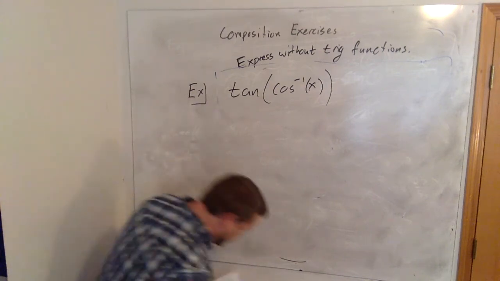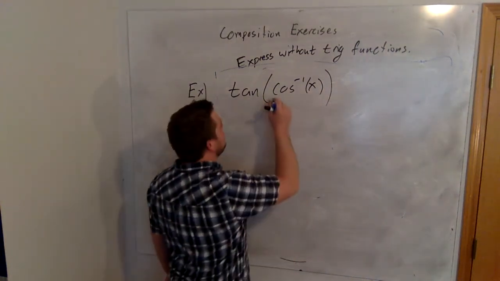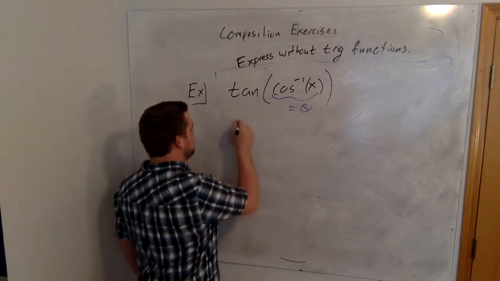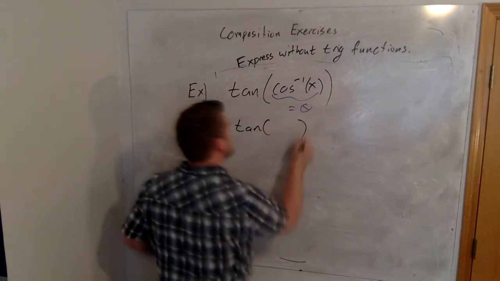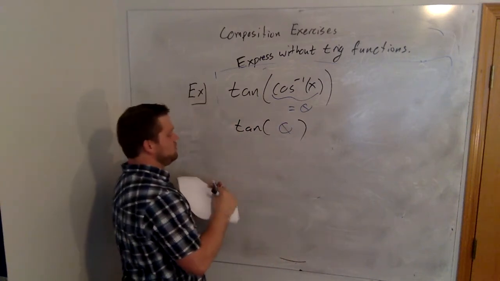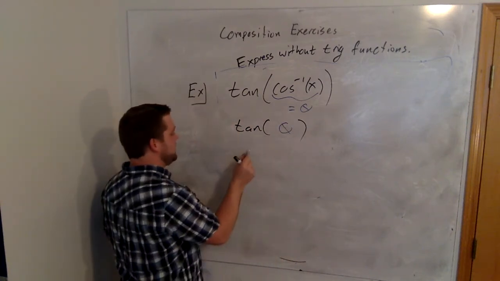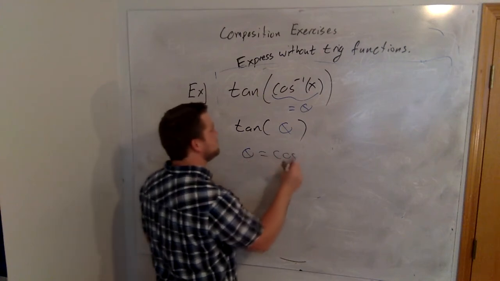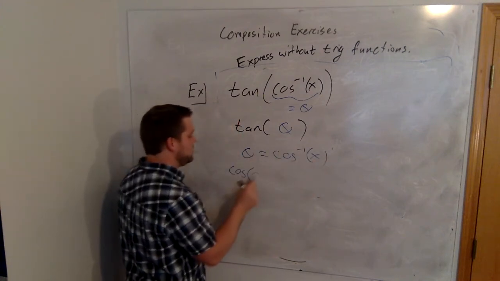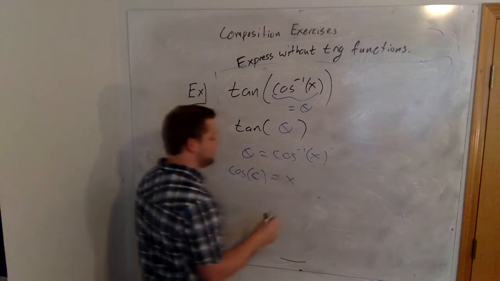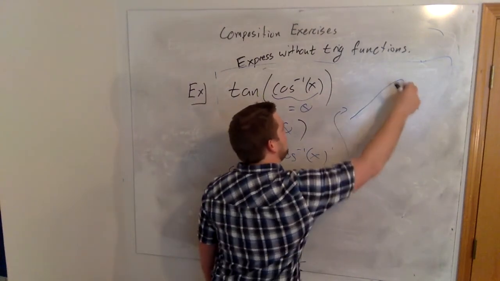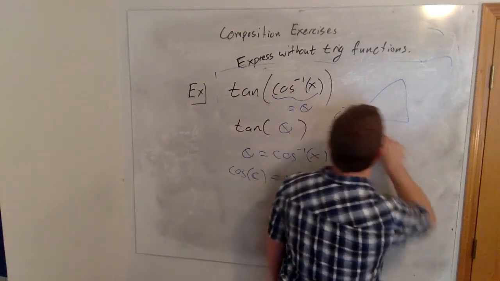All right, let's do it. Cosine inverse spits out an angle. We're trying to figure out what tangent of this angle is. Well, what is that angle? That angle is cosine inverse of x, which means that the cosine of theta is equal to x. Think of this as x over 1. This is whispering to us information about a right triangle.